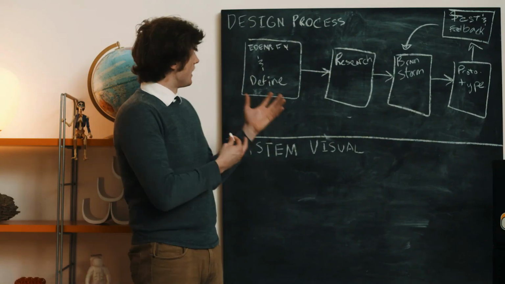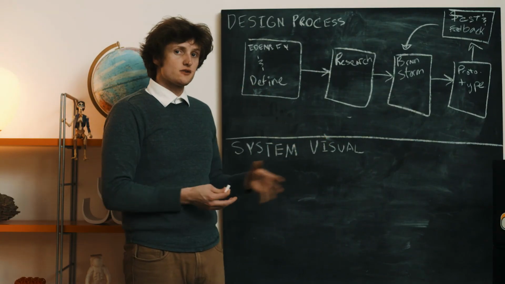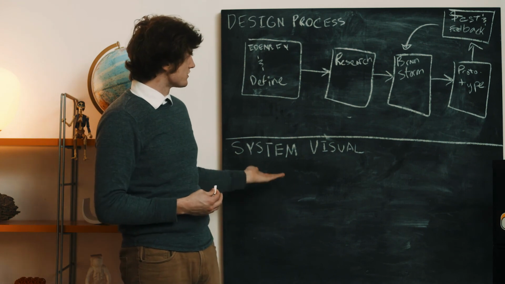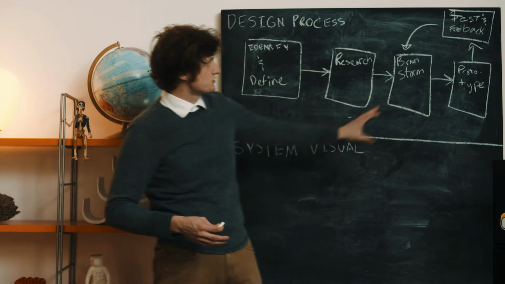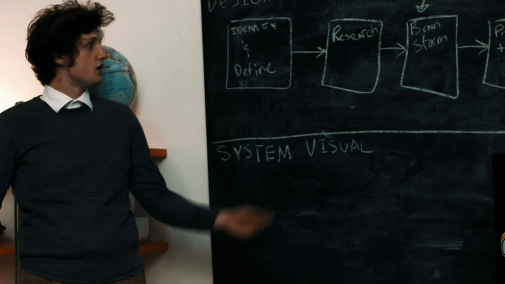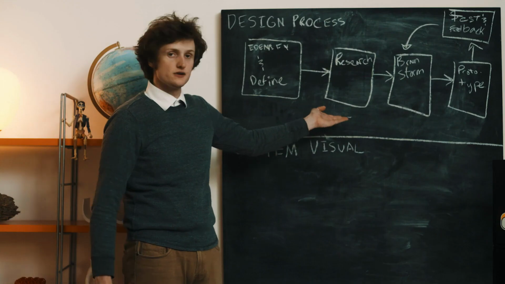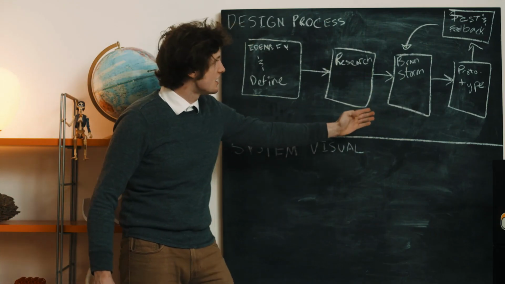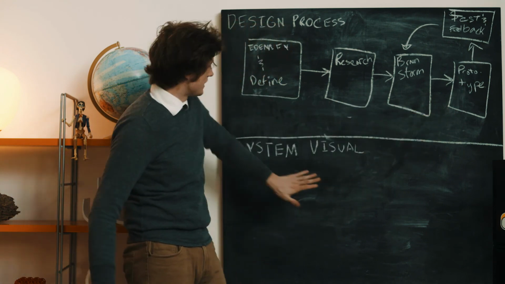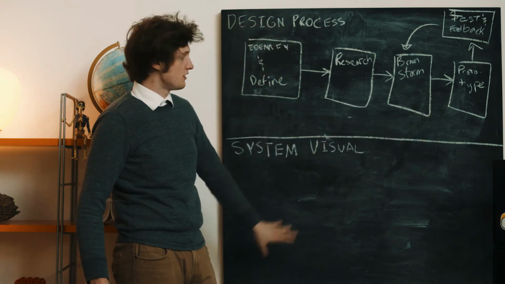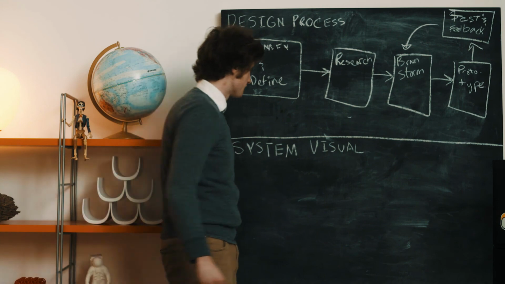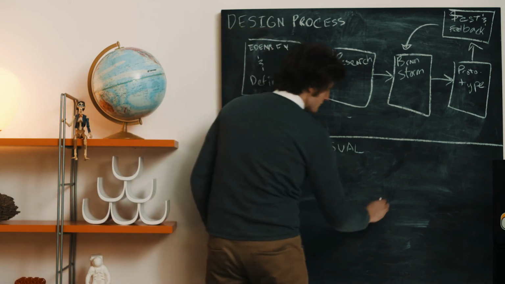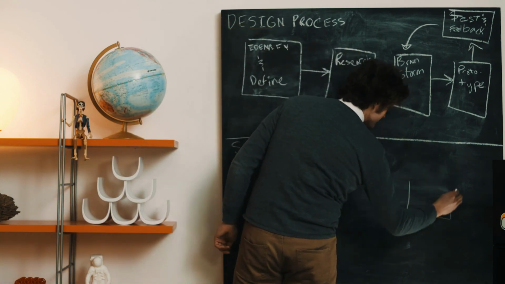Okay, so we now know about the design process. Why don't we go ahead and build a system visual as we would in this prototyping phase. We've already defined our problem, we've done our research, we've brainstormed our solution, and now we're on the prototyping phase. I'm going to start to draw out a system visual for this prototype. So first things first, we need to listen. So I'm going to have over here a speaker.